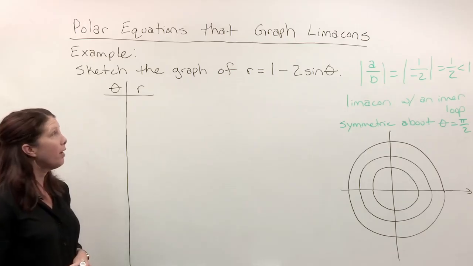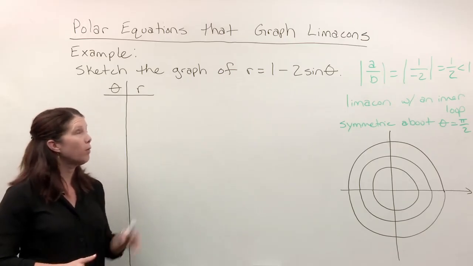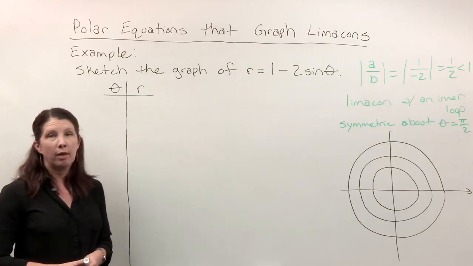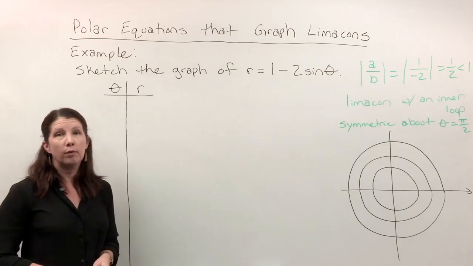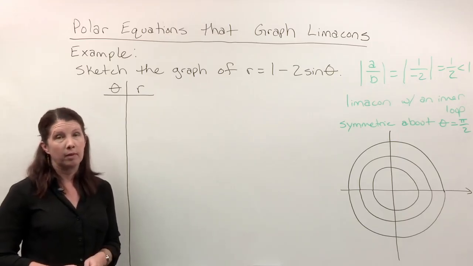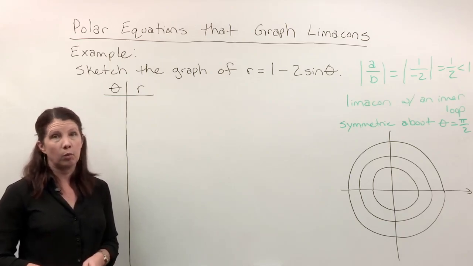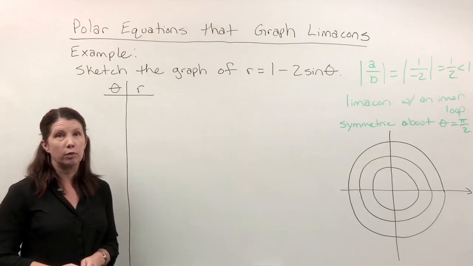The reason I'm using pi over 6 angles is because this equation is in terms of sine, and I know that the sine of pi over 6 is 1/2. Had the equation been in terms of cosine, I would have used the quadrantal angles and the angles in the pi over 3 family. While any angles that you choose will work, these are the best angles to choose in this case.